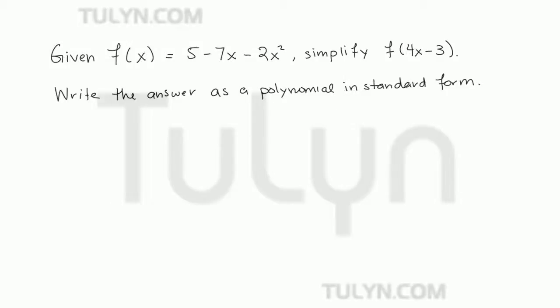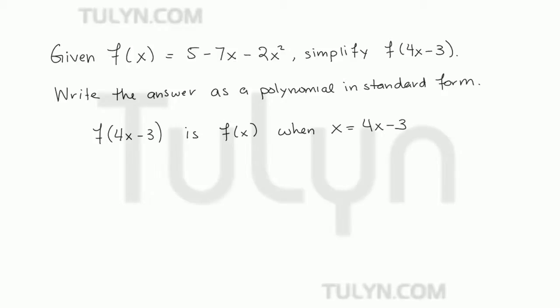Given the function f of x is equal to 5 minus 7x minus 2x squared, simplify f of 4x minus 3. Write the answer as a polynomial in standard form. Now, f of x is a function that's written in terms of x. So when you think of something like f of 4x minus 3, you think of it the same way as if you were thinking of, say, f of 0 or f of 2. So f of 4x minus 3 is f of x when x is equal to 4x minus 3, right? So whenever you see x in the original function, you replace it with 4x minus 3.